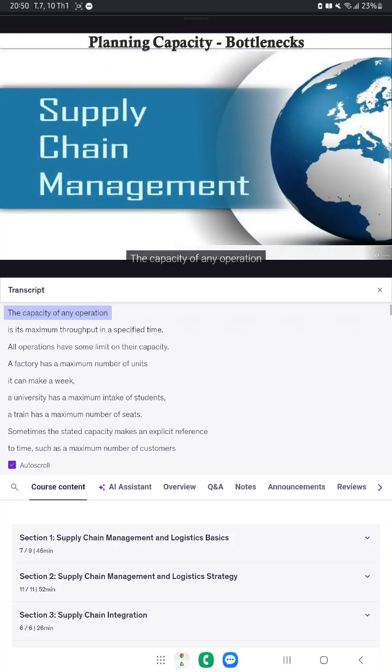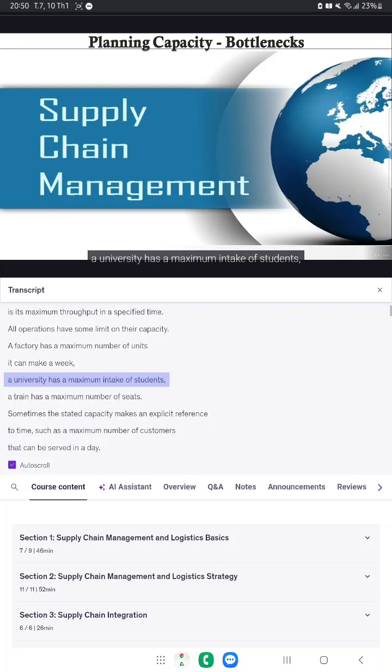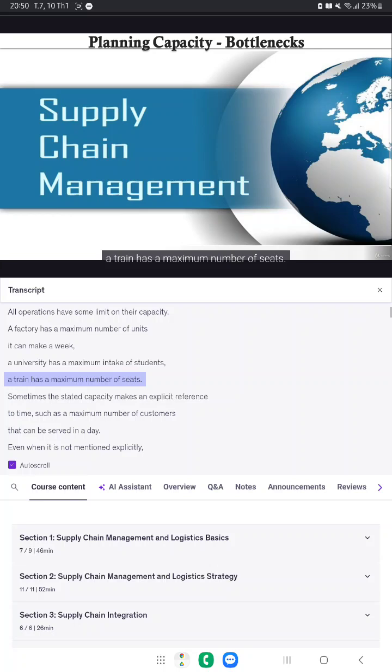The capacity of any operation is its maximum throughput in a specified time. All operations have some limit on their capacity. A factory has a maximum number of units it can make a week, a university has a maximum intake of students, a train has a maximum number of seats.